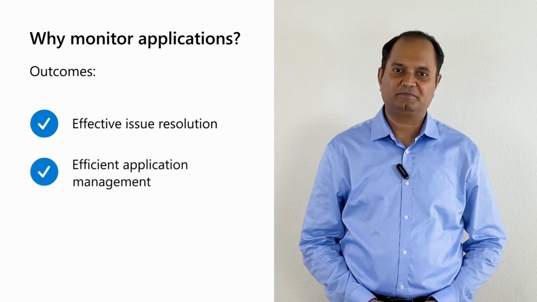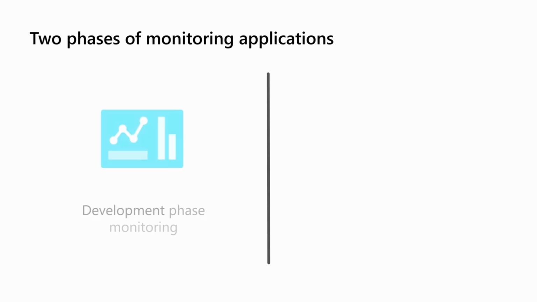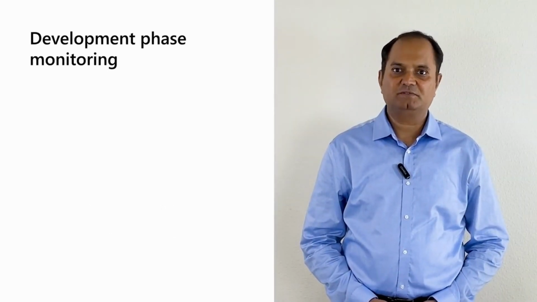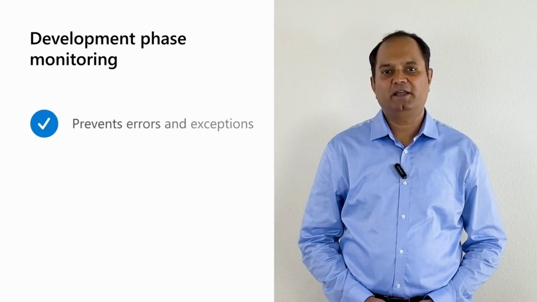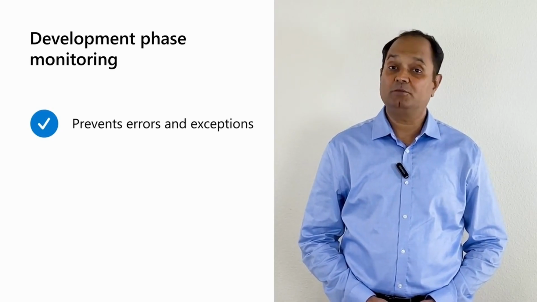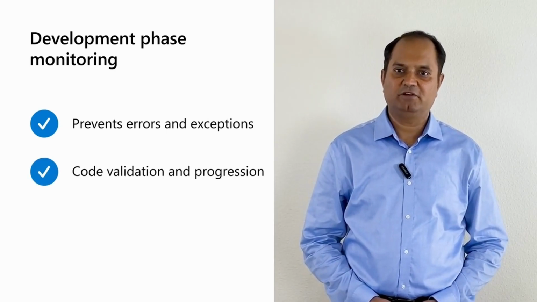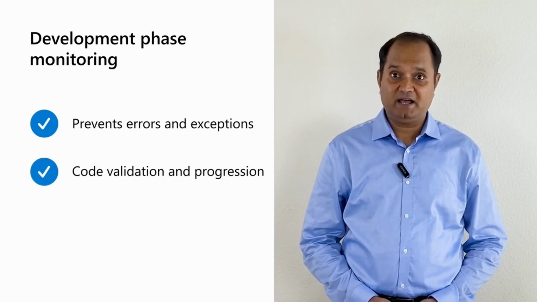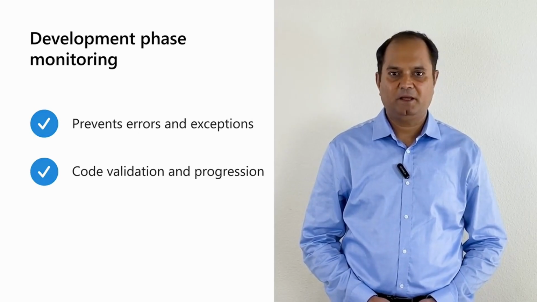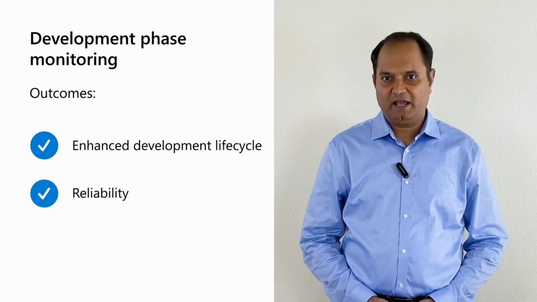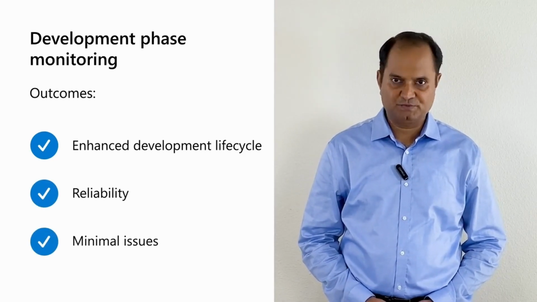application management. So there are 2 phases of monitoring an application: 1, when it's being developed, 2, when it is live and in use. By monitoring your application for issues as it's being developed, you'll prevent errors and exceptions when your application goes into production. You'll ensure your code only gets pushed to the next stage of the development cycle if it has successfully passed all necessary checks. The result? You enhance the overall development lifecycle, ensure reliability, and minimize potential issues.